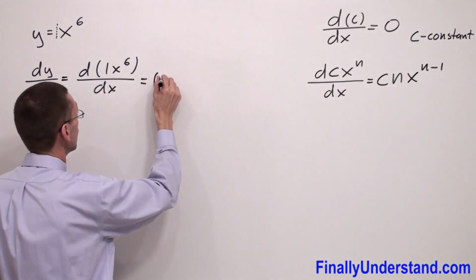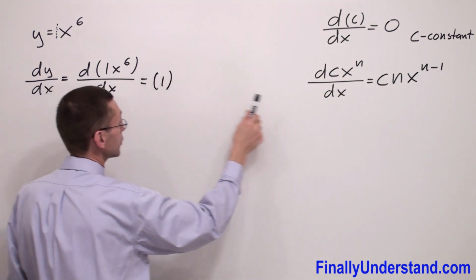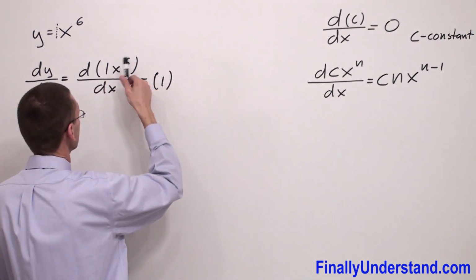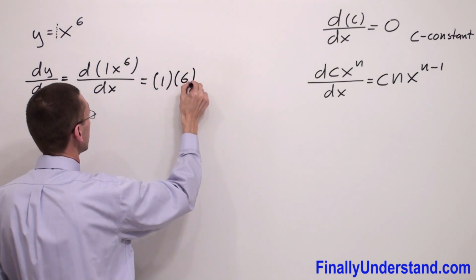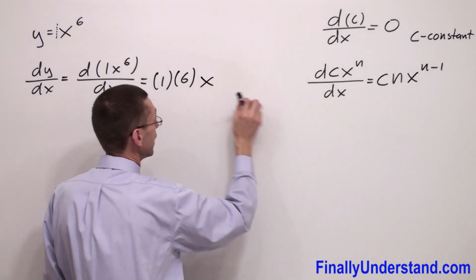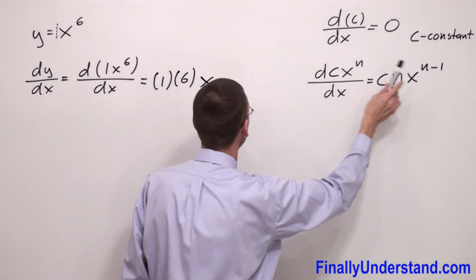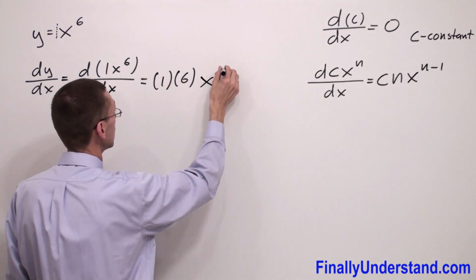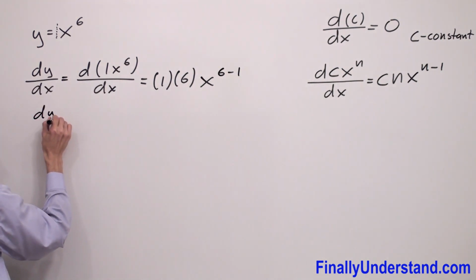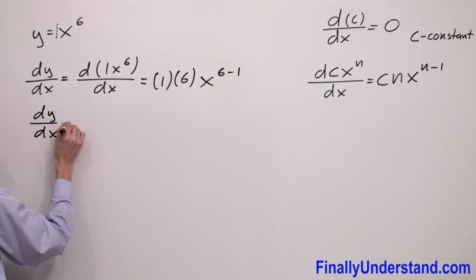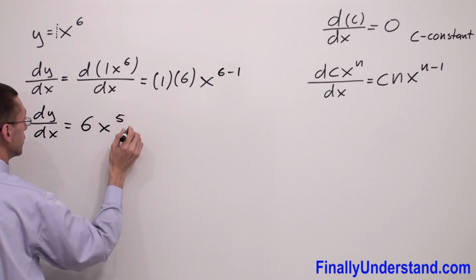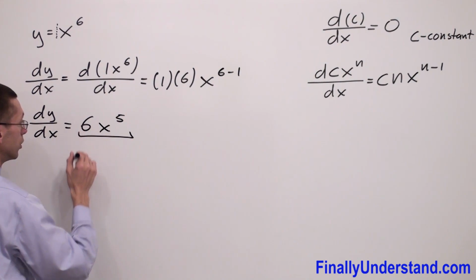So I have 1 times the exponent, my 6 in this case, times x, and I have the exponent minus 1. So I have 6 minus 1. So I can say that dy over dx is equal to 6x to the 5th power. And this is the solution to my problem.